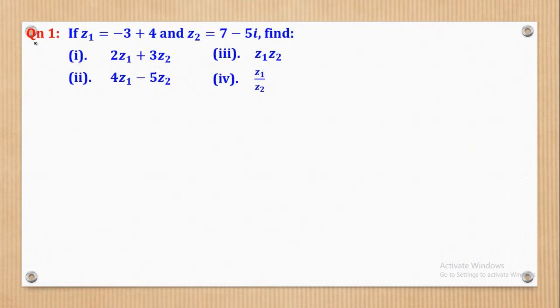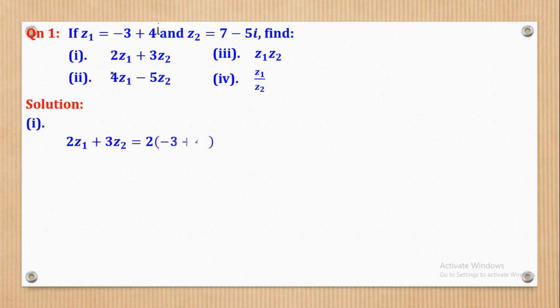Now then, let's go through some of the worked examples. So question 1 says, if z1 is this, so here we forgot an i. Make sure we put it there. z1 is -3 plus 4i, and z2 is 7 minus 5i. Find: Roman 1, 2z1 plus 3z2; Roman 2, 4z1 minus 5z2; Roman 3, z1 z2; and Roman 4, z1 over z2. So remember, I told you put an i here to make it an imaginary part.